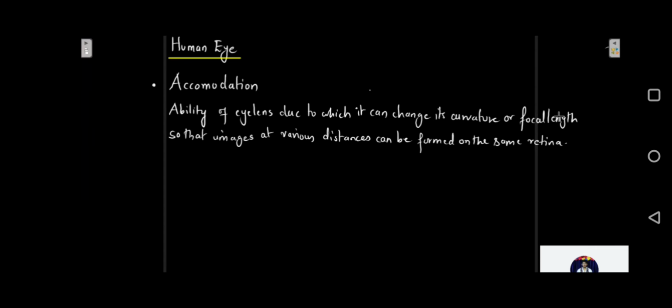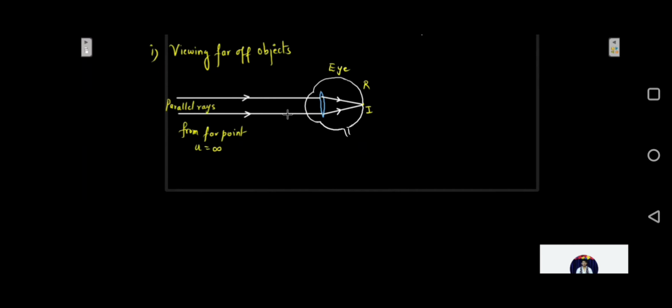Now how exactly will you be able to see a far off object if the object is at infinity? How the ciliary muscles will adjust themselves so that the focal length is going to change, and how the image will be formed on the retina, that we will see. So while viewing far off objects, the ciliary muscles are going to be completely relaxed in this case. The eye lens is going to be very thin and its focal length is going to be maximum.